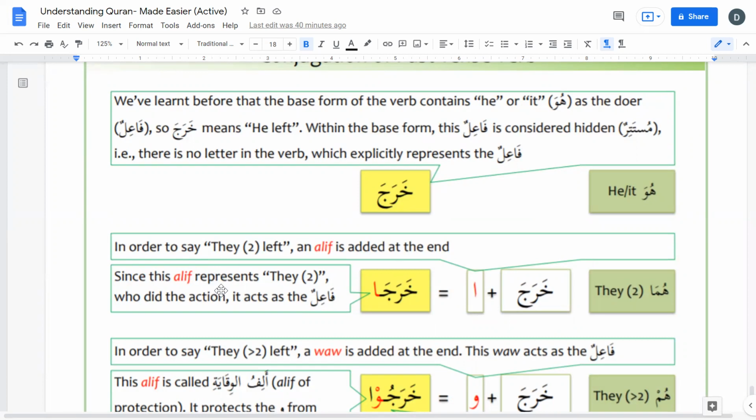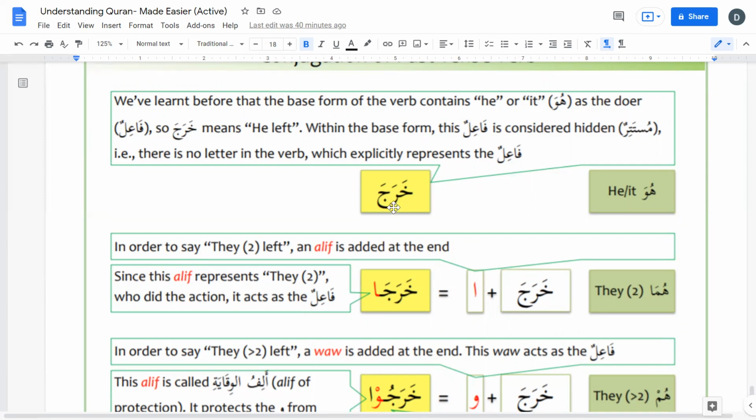And since this alif represents who did the action, this alif is fa'il. This alif is fa'il in this past tense kharaja. So kharaja was huwa. If we just say kharaja, it means he left.